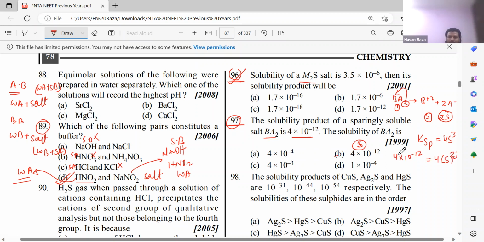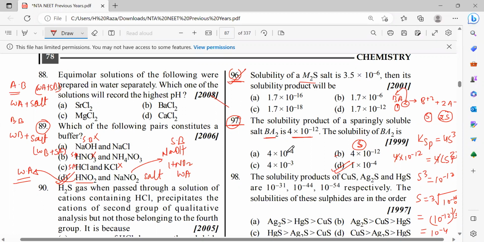You can see you can easily cancel this, and here S cube will be equal to 10 raised to the power minus 12, and S will be equal to the cube root of 10 raised to the power minus 12, and here it will be 3. And you can also write 10 raised to the power minus 12 raised to the power 1 by 3, and here you can see it will get. So the answer will be B. We now got it. Samira, Hiran. Yes, sir.